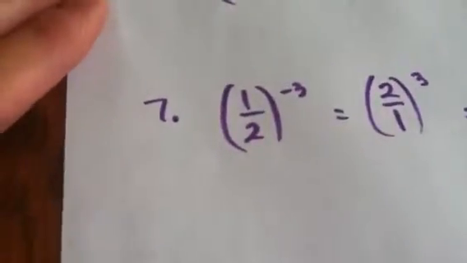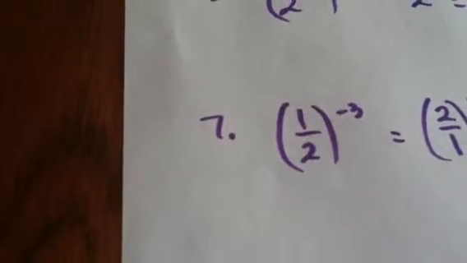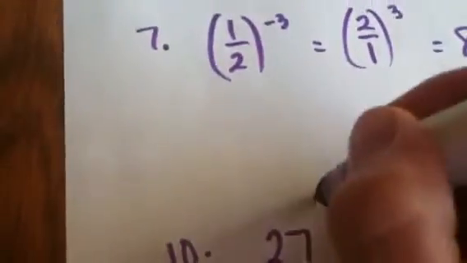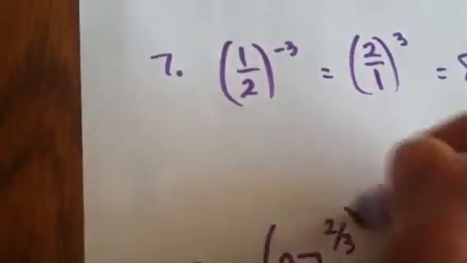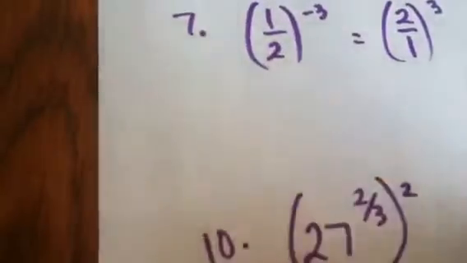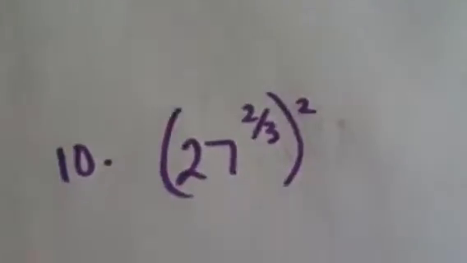Okay, now I'm looking again at these others. I'm seeing if I see one. How about if we do number 10, 27 to the 2/3 squared. Okay, there's several ways to do this.